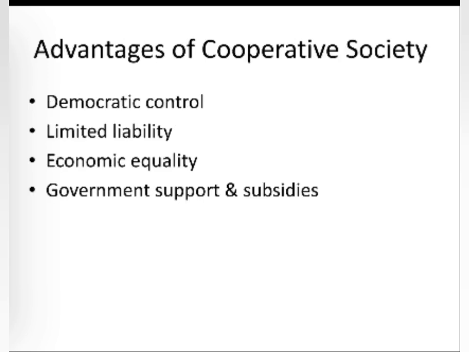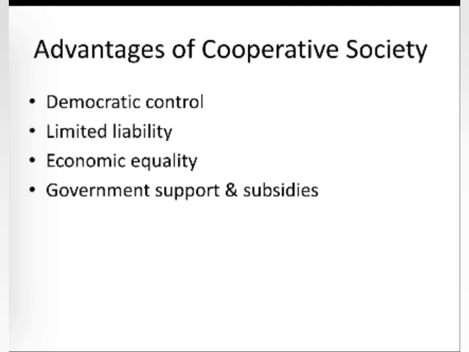Now, I would like to discuss the advantages of cooperative society. Cooperative societies offer benefits like democratic control, one member one vote, limited liability, easy formation and stability. As they are separate legal entities, they provide economical services by cutting out middlemen, distribute surplus fairly among members, and often receive government support, subsidies and tax breaks.